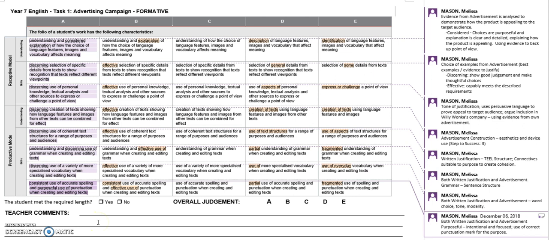Hopefully that unpacks the task for you so you understand what you need to do to achieve the best results. If you have any questions, please ask your classroom teacher.